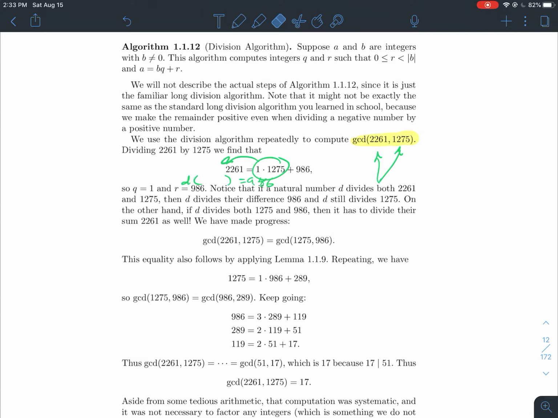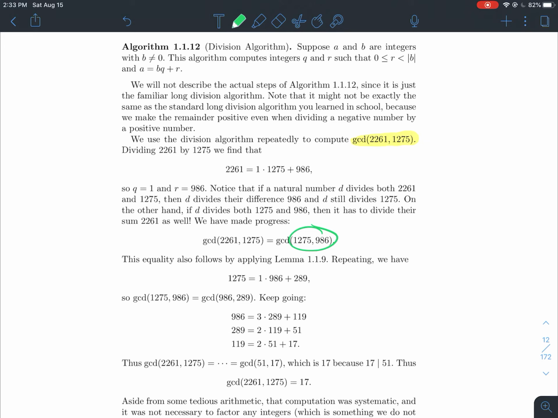And conversely, on the other hand, if d divided both 1275 and 986, you could factor d out of these, and that says d divides 2261 as well. So what am I trying to say to you? I'm trying to say that the GCD of 2261 and 1275 is the same as the GCD of 1275 and 986. So we'll just apply this logic again.